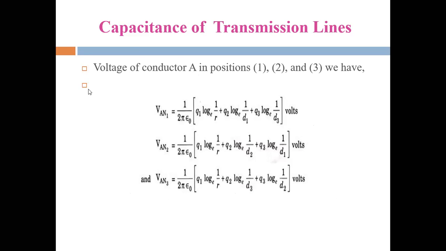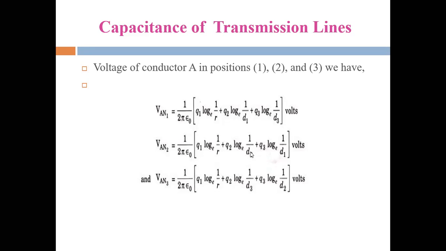We already know the voltage of conductor A in position 1. Therefore VAN is equal to 1 by 2 pi epsilon naught, Q1 log e 1 by R plus Q2 log e 1 by D1 plus Q3 log e 1 by D3. Similarly, we take VAN2. VAN2 is equal to 1 by 2 pi epsilon naught, Q1 log e 1 by R, where R is the radius of conductor A. Next, Q2 log e 1 by D2.